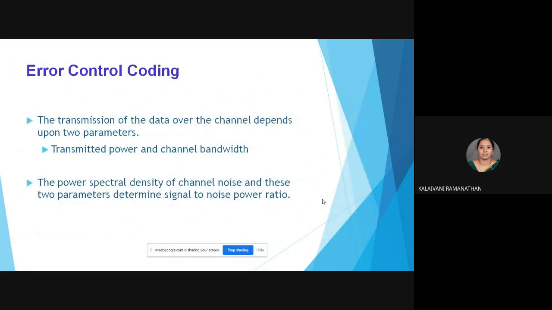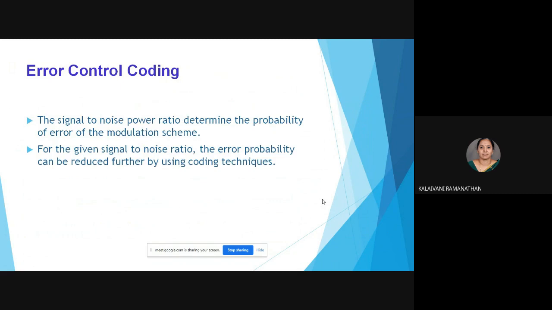Error control coding. The transmission of data over the channel depends upon two parameters, transmitted power and the channel bandwidth, along with the power spectral density of the channel noise, and these determine the signal to noise power ratio. The signal to noise power ratio determines the probability of error of the modulation scheme. For a given signal to noise ratio, the error probability can be reduced further by using coding techniques.